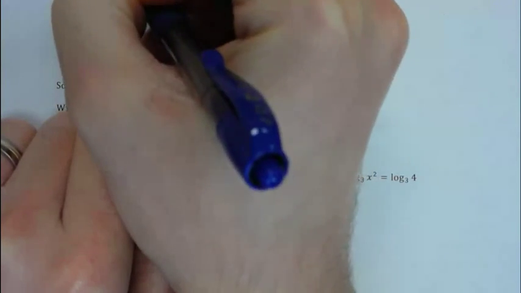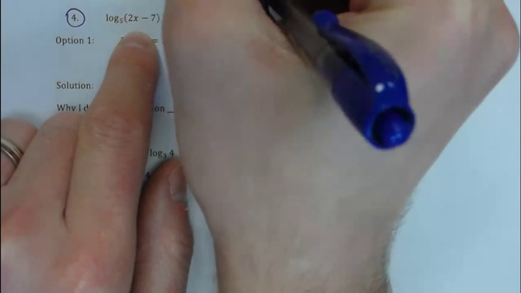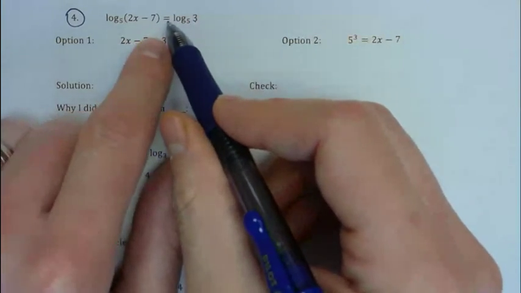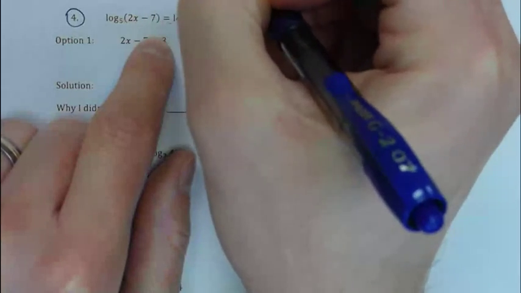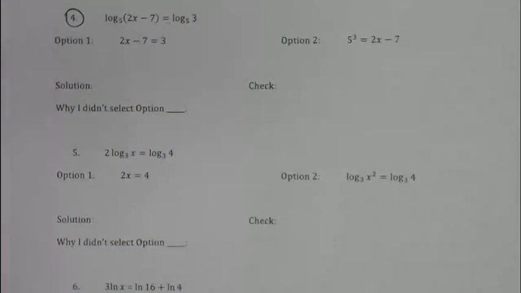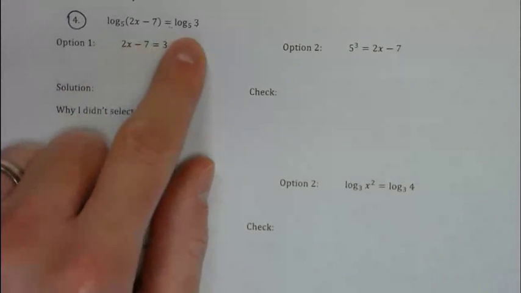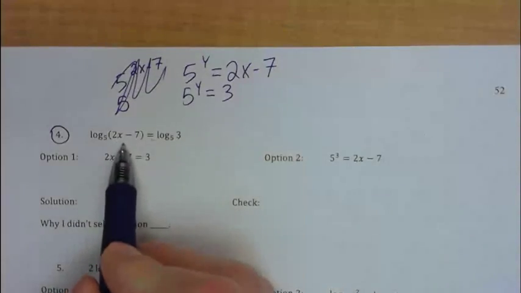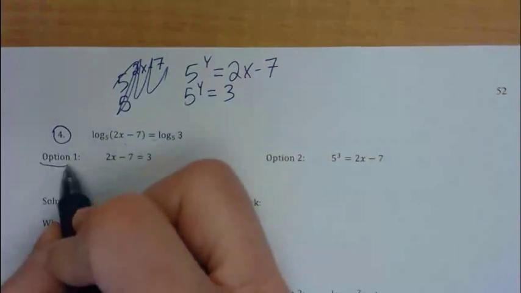And then we'd have 5, oh no, sorry. So 5 to some power y equals 2x minus 7. And 5 to that exact same thing, because they're both equal to the same thing, would have to equal 3. So if that's true, we can get rid of the logarithms if the base is the same on both sides, and just say that 2x minus 7 and 3 are equal to each other, which is option 1.